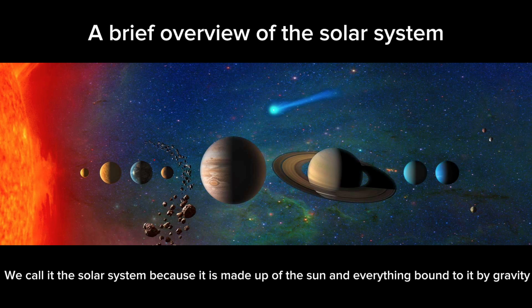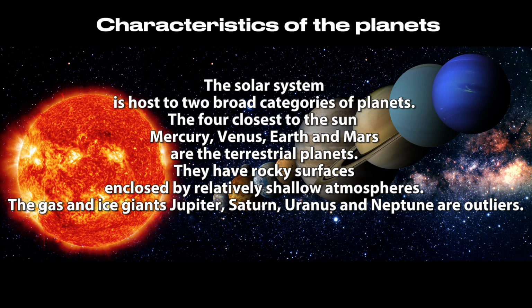A brief overview of the solar system. We call it the solar system because it is made up of the sun and everything bound to it by gravity. Characteristics of the planets. The solar system is host to two broad categories of planets. The four closest to the sun, Mercury, Venus, Earth, and Mars, are terrestrial planets. They have rocky surfaces enclosed by relatively shallow spheres. Gas and ice giants Jupiter, Saturn, Uranus, and Neptune are outliers.